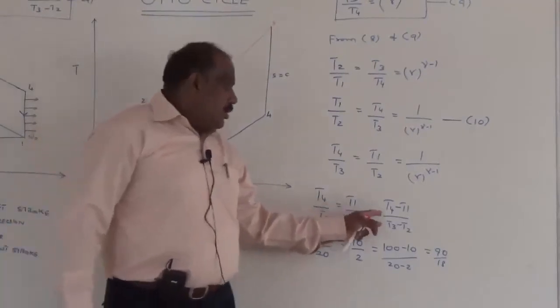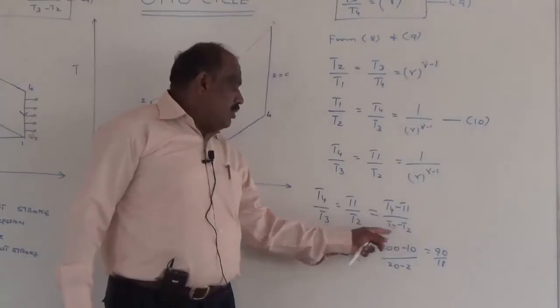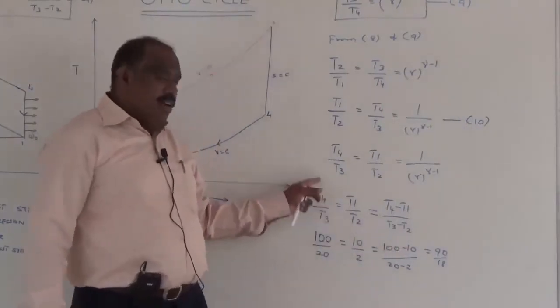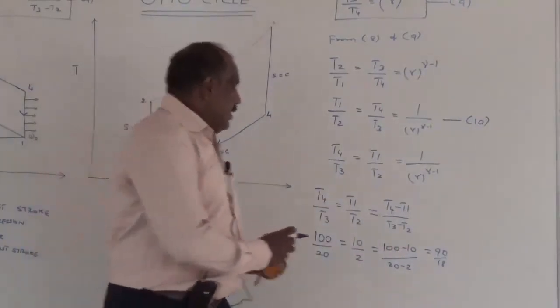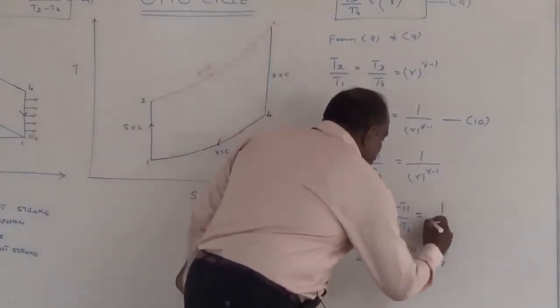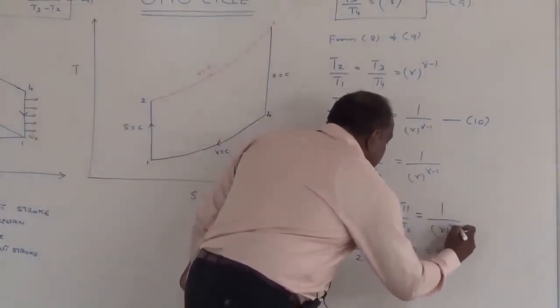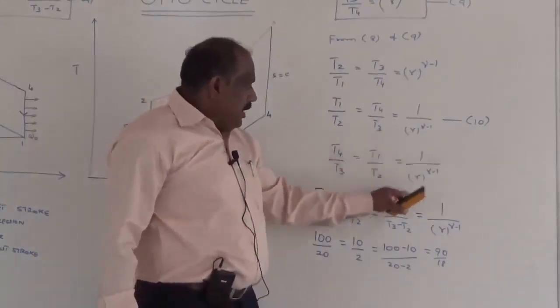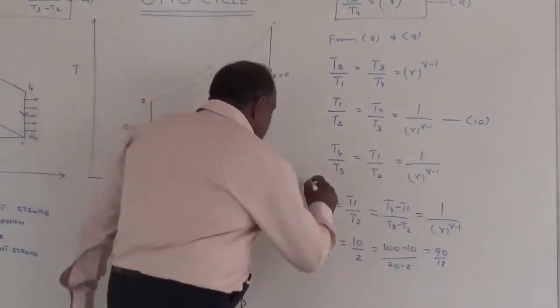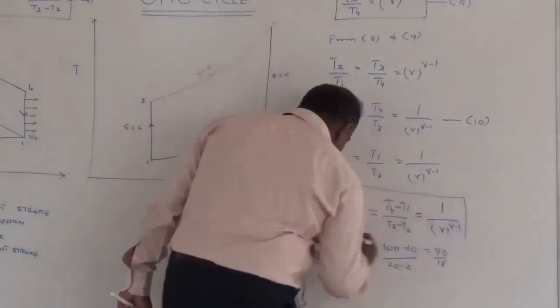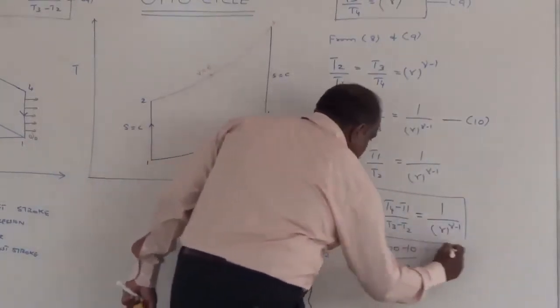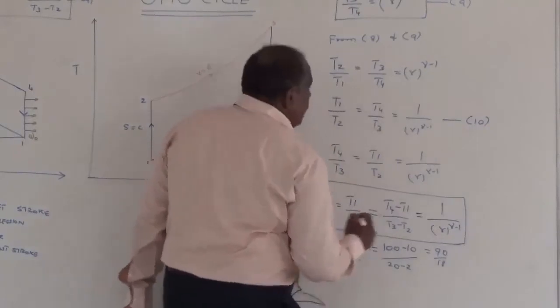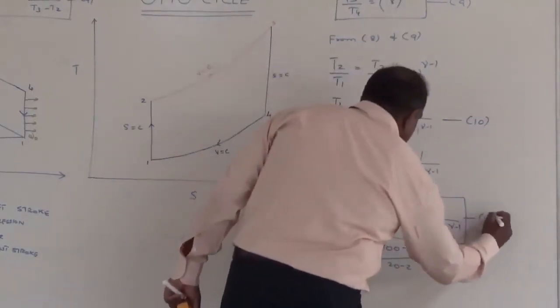So which implies that when T4 by T3 equals T1 by T2, then I can tell this ratio T4 minus T1 by T3 minus T2 also will be equal to either T1 by T2 or T4 by T3. And also we know this value is equal to 1 by r power gamma minus 1. Also we know that T1 by T2 equals 1 by r power gamma minus 1. So this is a very, very important equation. So keep it as number 11.